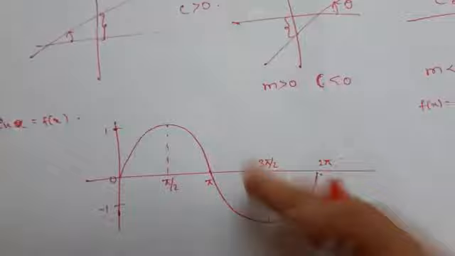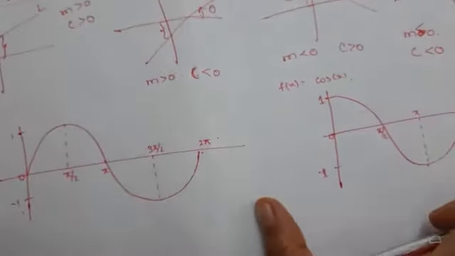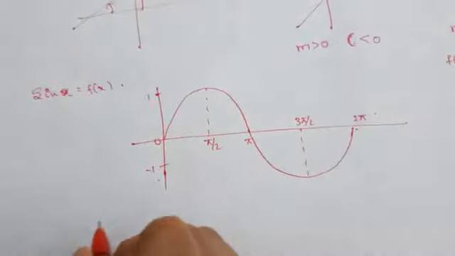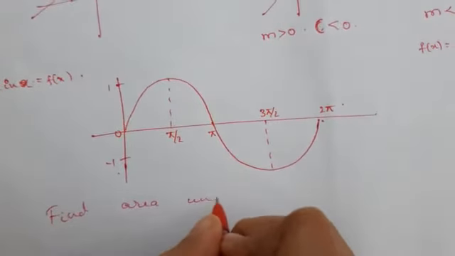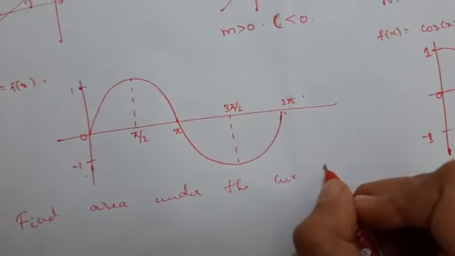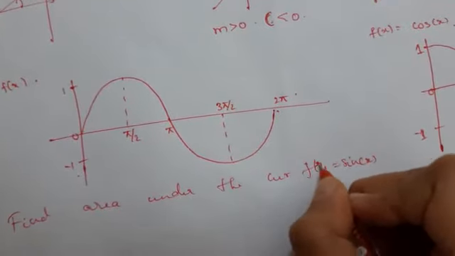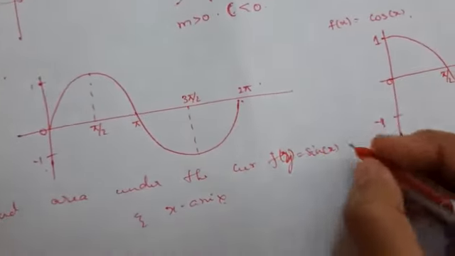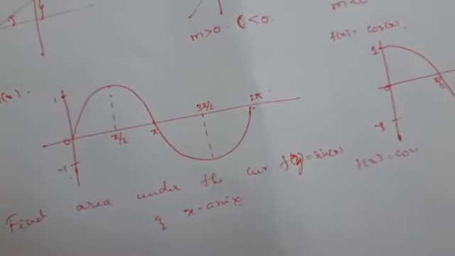So this is the graph of sin x, and this is the graph of cos x. So we know the basics of how the graph of sin and cos will be. Suppose they ask a question, we need to find the area under the curve which is bounded by y is equal to sin x, or f of x is equal to sin x, and the x-axis. Or if they ask to find the area of the curve which is bounded by f of x is equal to cos x and the x-axis, which area are we going to find?